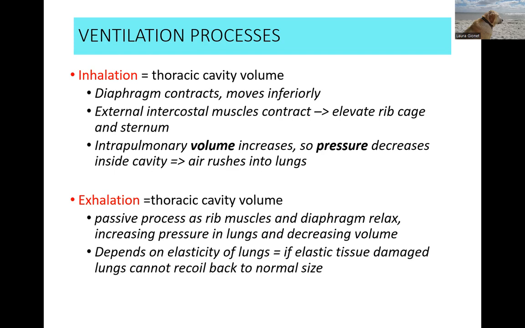Remember that this respiratory effect is what helps compress and move venous blood back to the right atrium. And it also is one of the forces that helps keep lymphatic fluid moving back to the subclavian veins. Your external intercostal muscles will contract and elevate the rib cage and the sternum. Thus, it decreases the pressure in the lungs, and you essentially suck in air. So the intrapulmonary volume increases, the pressure decreases, and air rushes into the lungs.